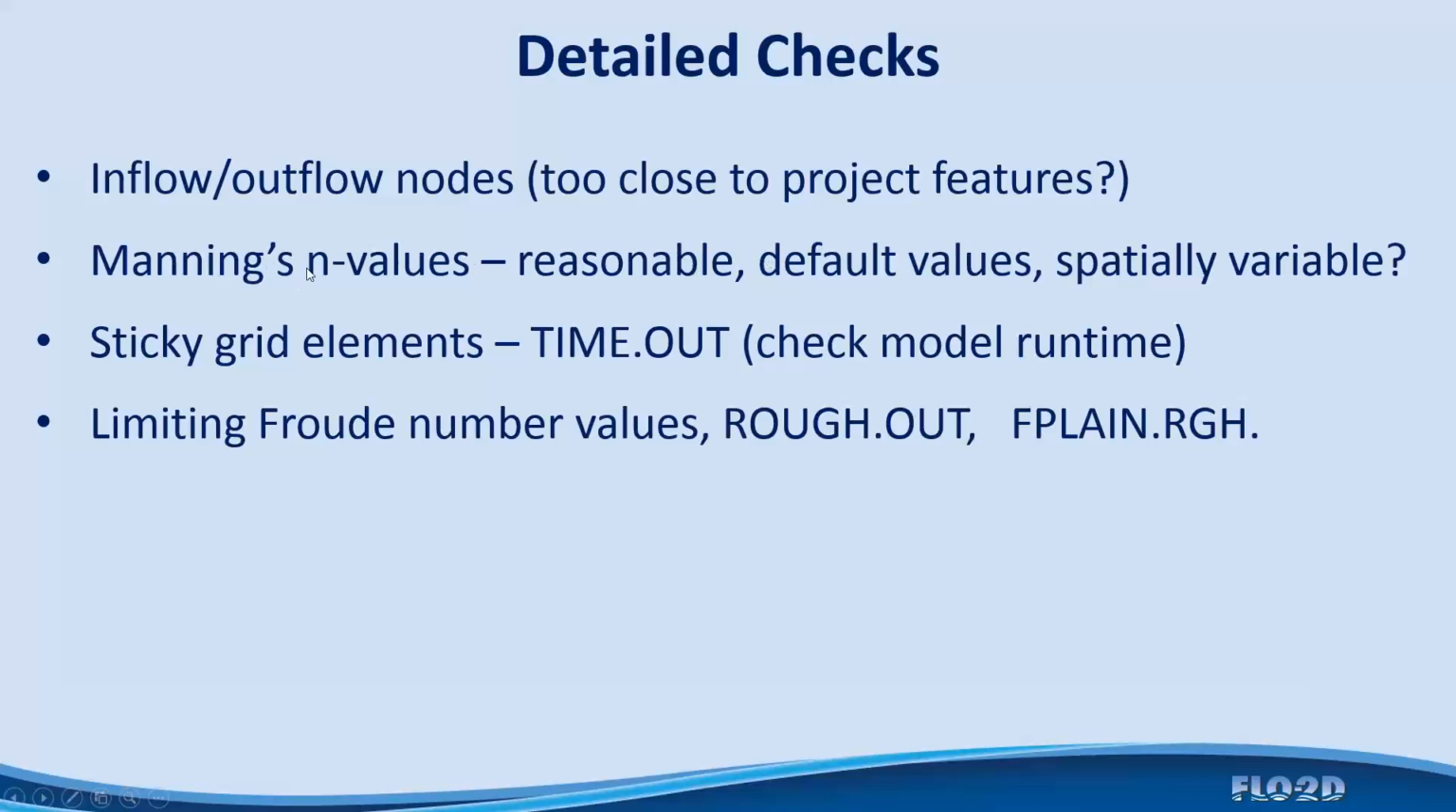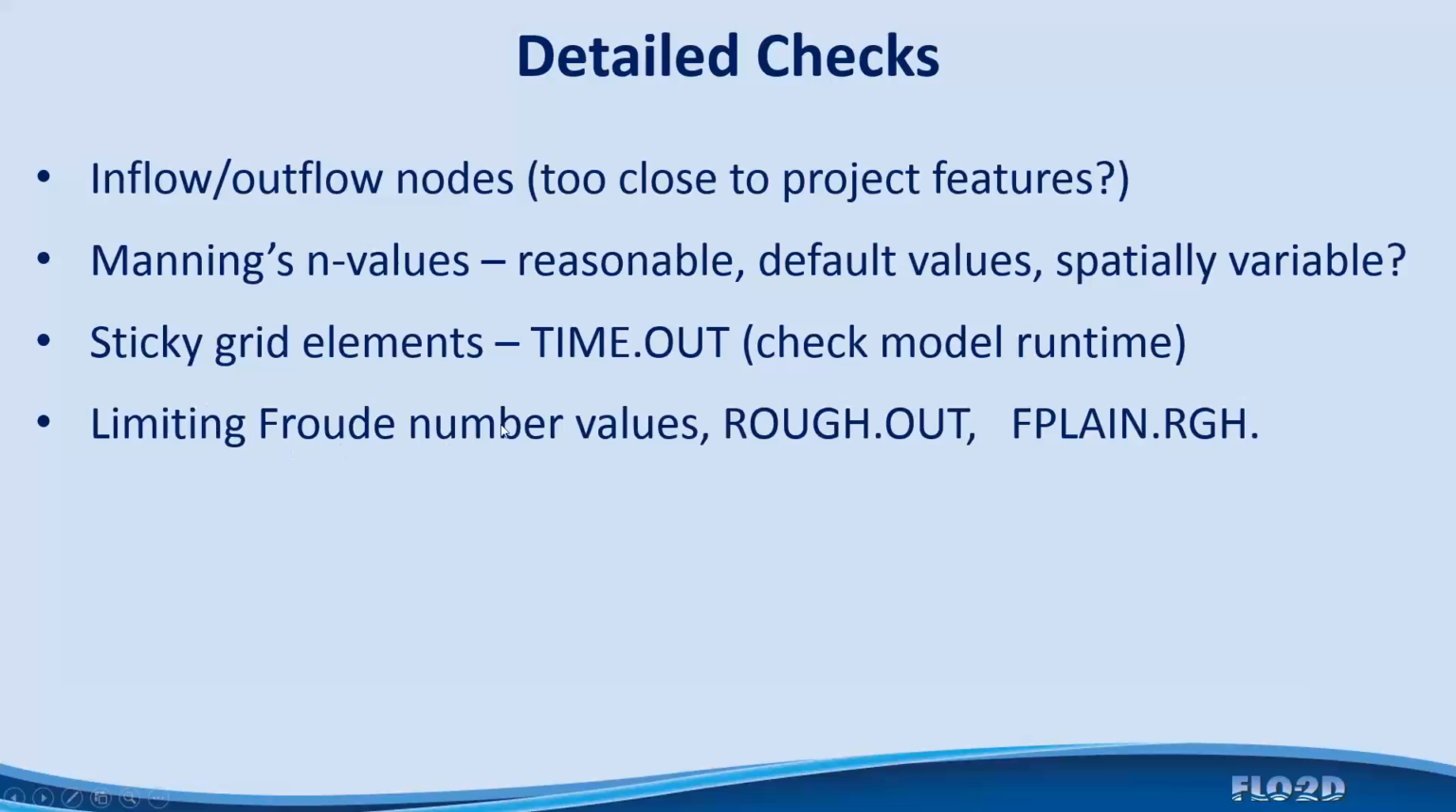Or are you still using the default values and haven't put in any spatial variability? N values are more valid, and your model will run smoother, if you have n values that reflect vegetation, channels, streets, and so forth. And then go to TIME.OUT again, which I showed you, and see which elements are sticky, which ones are holding up the grid system. And then limiting Froude numbers.